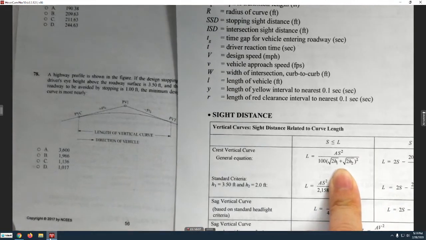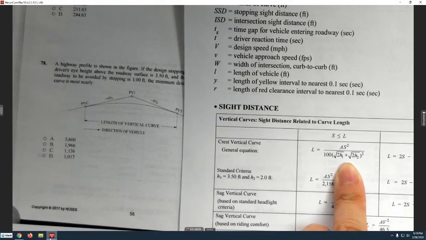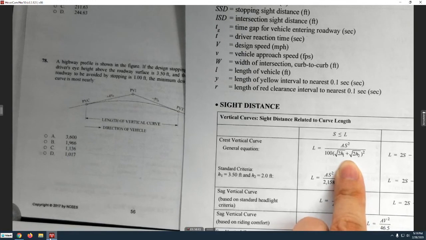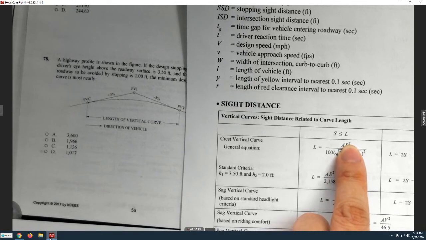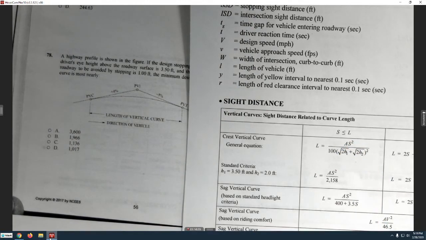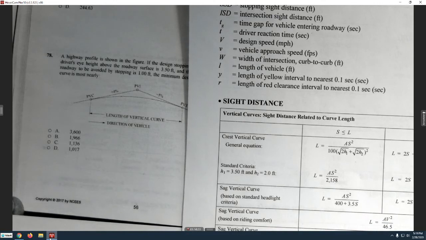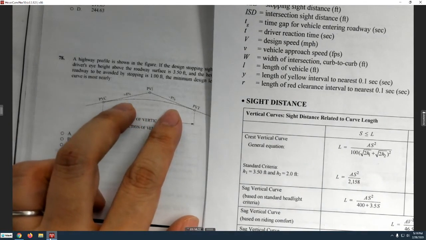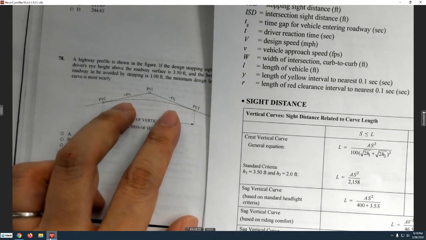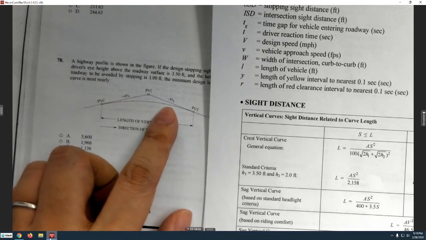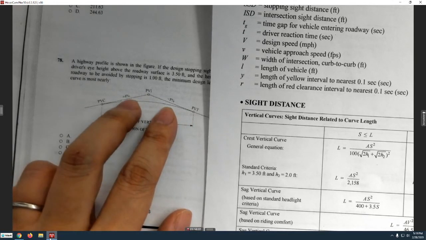Okay, this is a crest curve. Crest curve, stopping sight distance. Given stopping sight distance, and then here, the question is, what is A? A is the difference between the two grades, starting and ending grades, right? So 4 plus 5, so 9%.